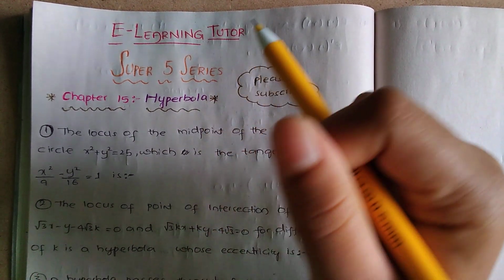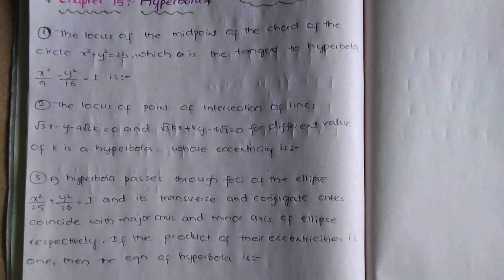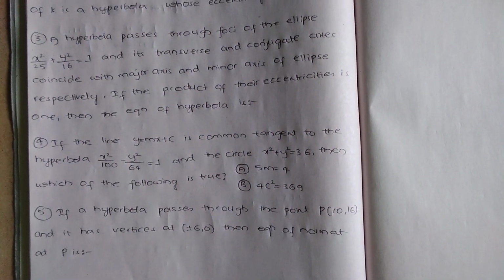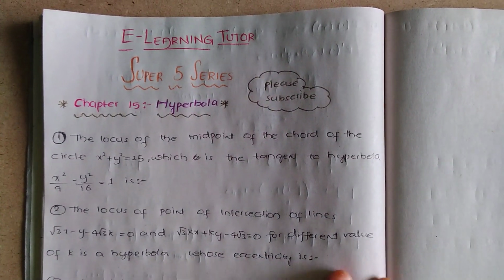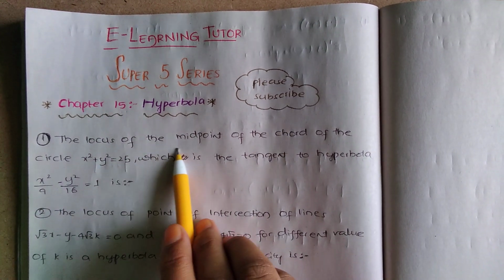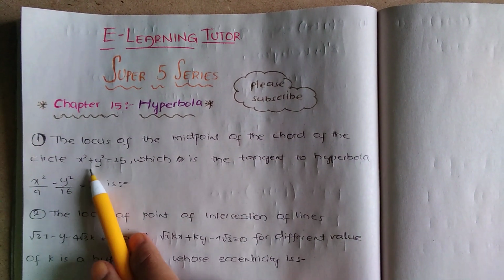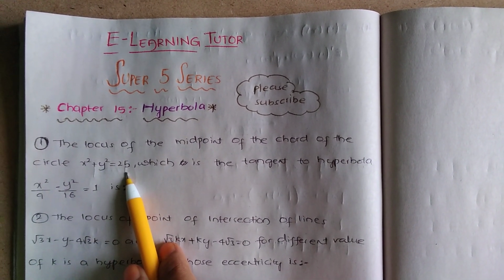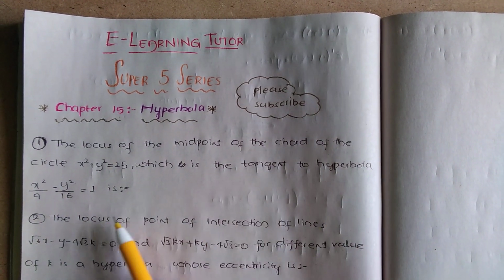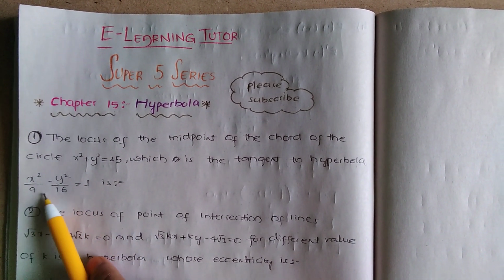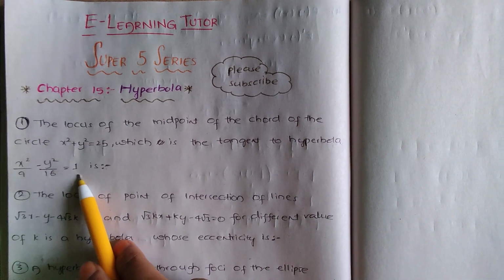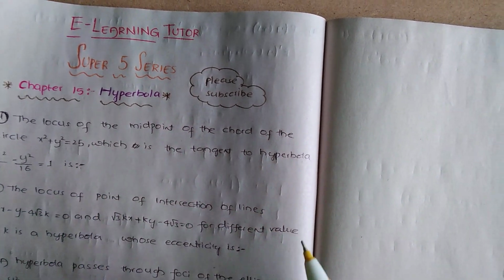First, have a look at all the 5 questions that we're going to do today. Yes, shall we start? First question. The locus of the midpoint of a chord of the circle x square plus y square is equal to 25, which is tangent to the hyperbola x square by 9 minus y square by 16 is equal to 1, is. Okay, let's do it.